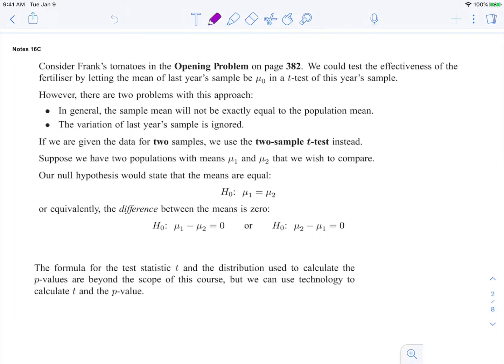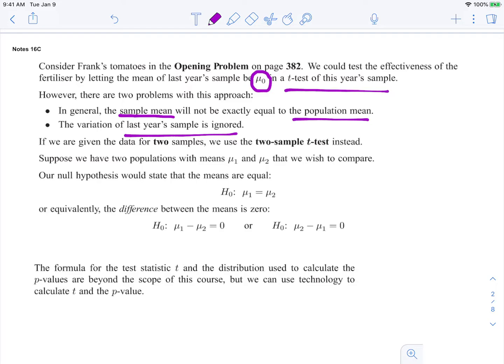We could test the effectiveness of the fertilizer by letting the mean of last year's sample in a t-test. So there are two problems with this approach. In general, the sample mean will not be exactly equal to the population mean. The variation of last year's sample is ignored. So comparing one year to the next.